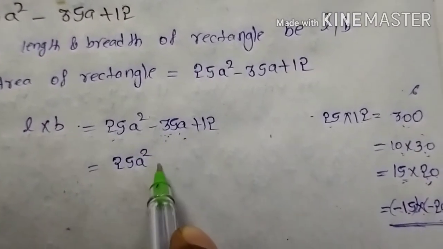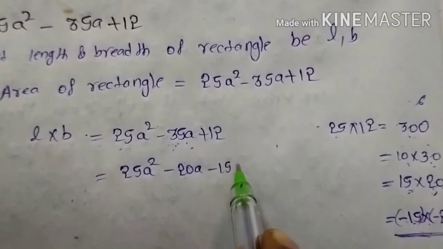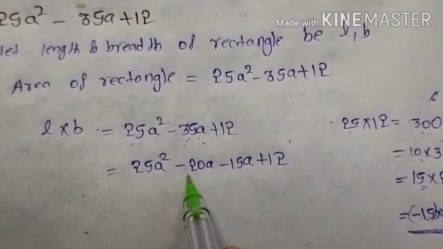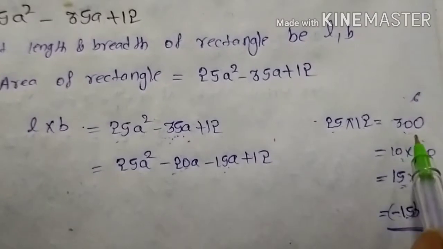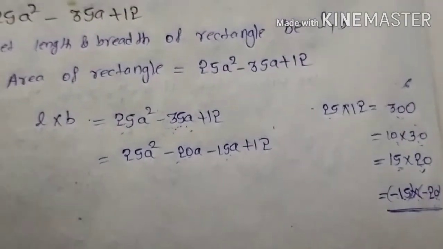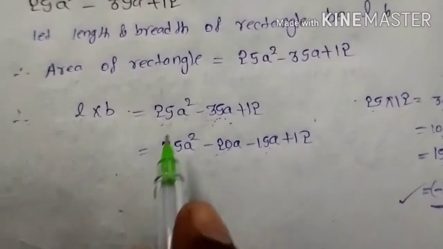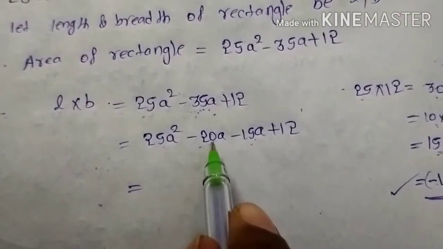See that I am writing here 25a square minus 20a minus 15a plus 12. Yes or no? You can write here minus 20 minus 15, you are getting minus 35 or not? Yes. 20 into 15 is 300 or not? Yes. So that you can consider only this factorization, minus 15 into minus 20. Now you can see what are the common factors in the both. See, 5 5s are 25, 5 4s are 20.